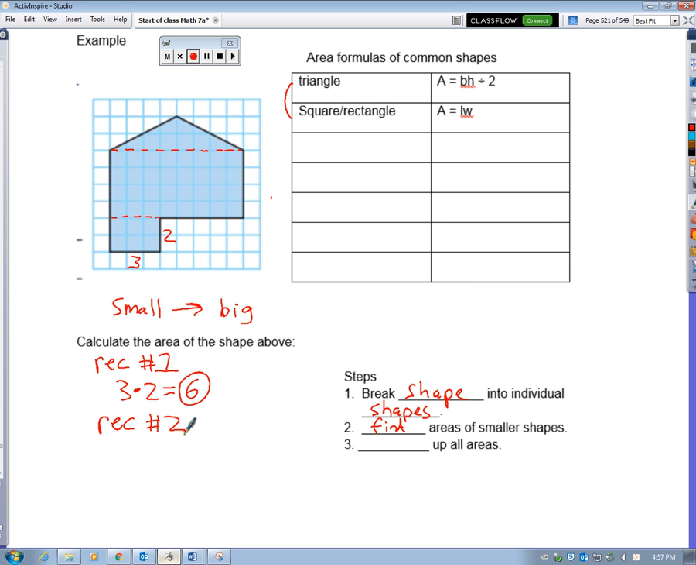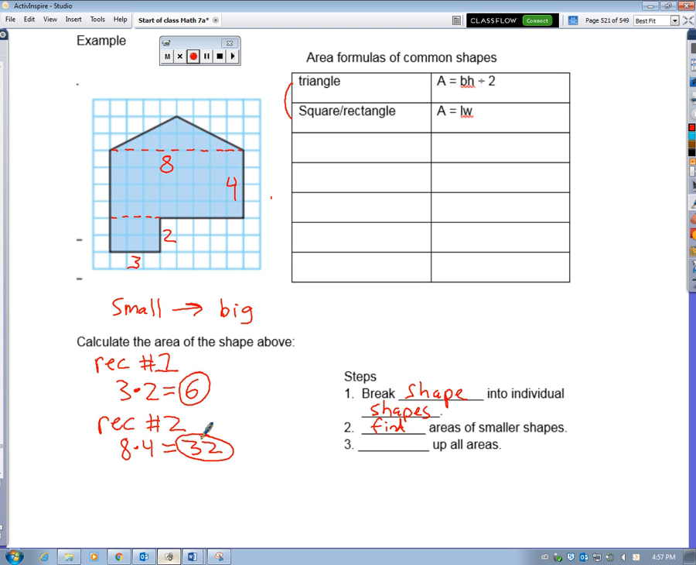Okay, and rectangle number 2, we have a length of 1, 2, 3, 4, 5, 6, 7, 8, and we have a width of 4. Okay, so again, my area formula, 8 times 4 will give me 32. And then I'm going to circle that puppy right there because that's the area for my rectangle number 2.